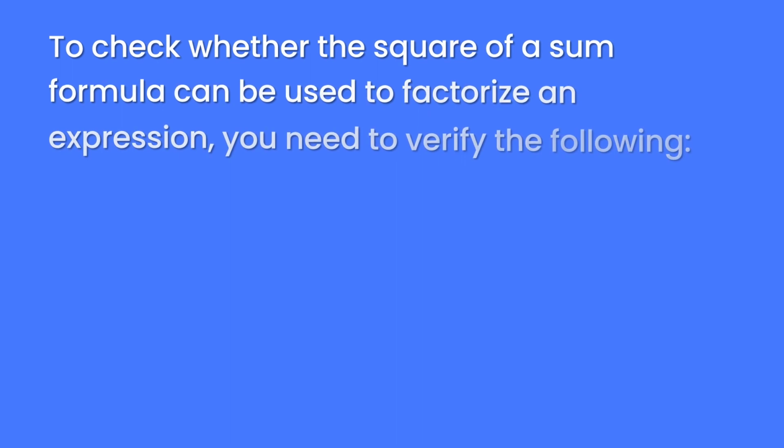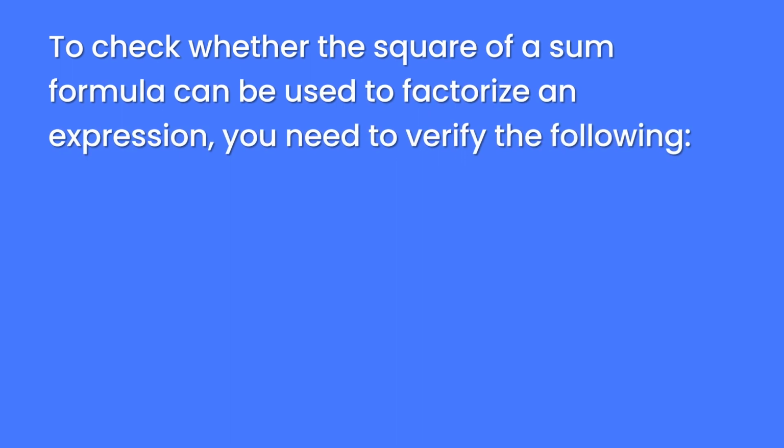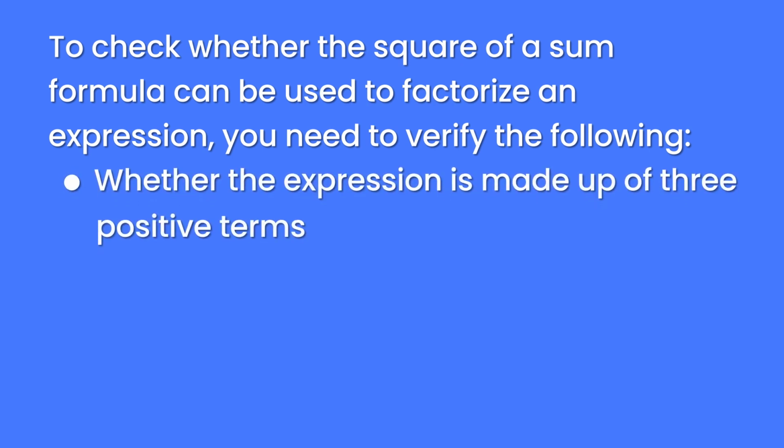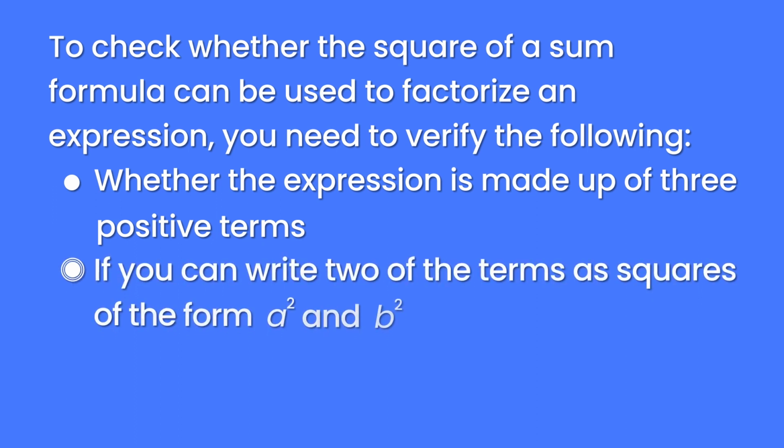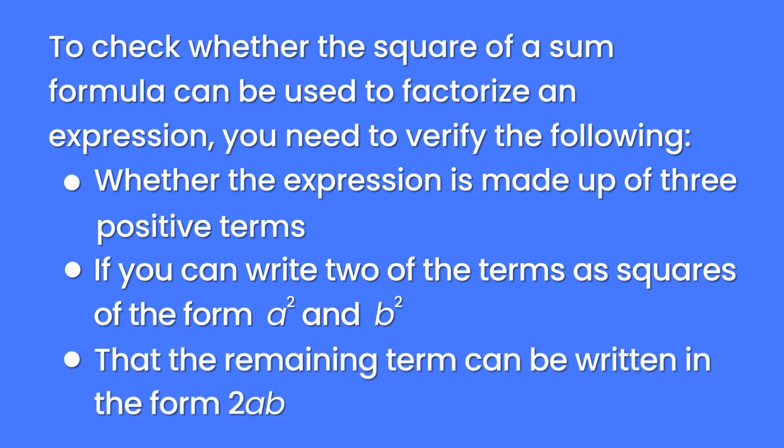To check whether the square of a sum formula can be used to factorize an expression, you need to verify the following: whether the expression is made up of three positive terms, if you can write two of the terms as squares of the form a squared and b squared, and that the remaining term can be written in the form 2ab.